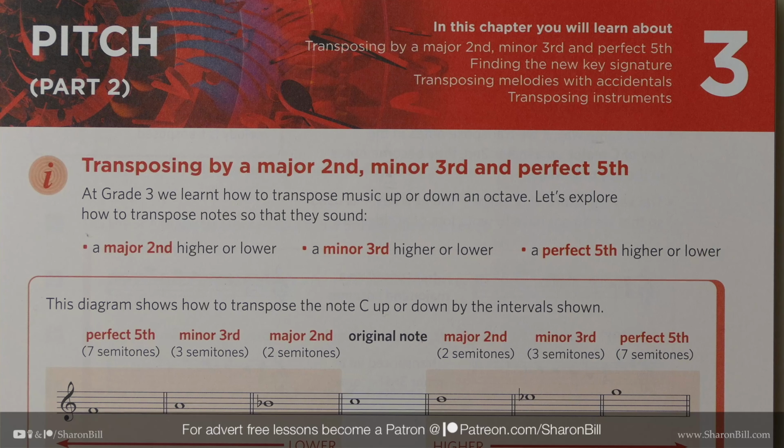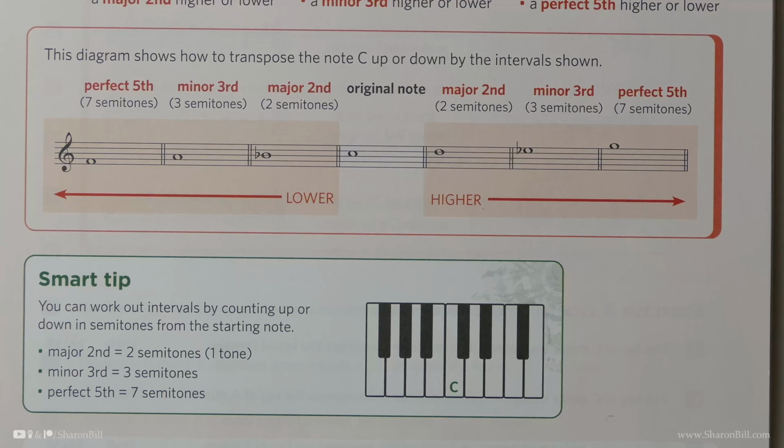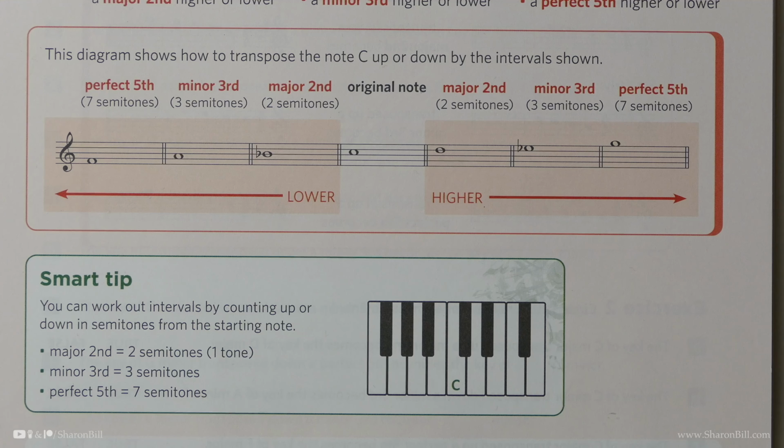So let's work through this together, and I think you'll find that it starts to make sense as we work through. So we're going to be moving intervals up a perfect fifth or a minor third or a major second, or we'll be going down that way, depending on whether we want to rewrite the music or hear what it sounds like at pitch for the relevant instruments.